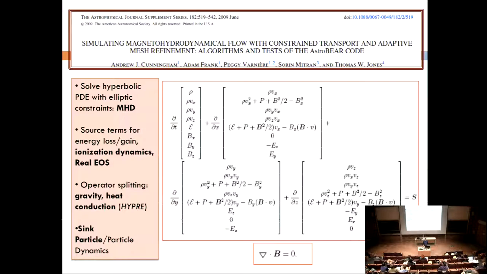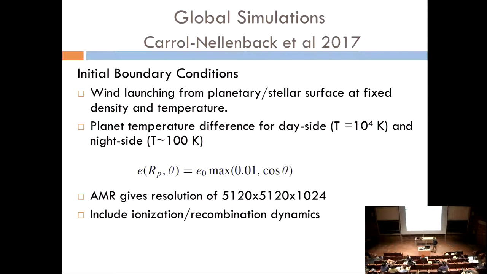So the first thing I'm going to show you is really where we started, where we did global simulations. And by global, I mean you can sit in a fixed frame and watch the planet orbiting the star. So these simulations will have both the star and the planet in them. But we're not going to do the detailed tracking of the launching. We're going to have boundary conditions on the planet that push material out at the conditions that we think are appropriate.